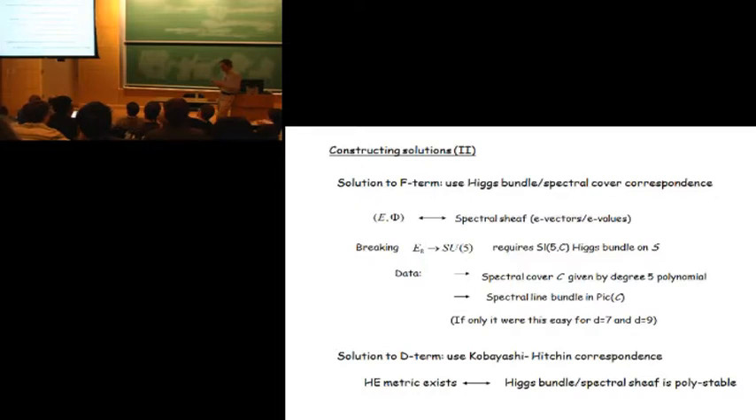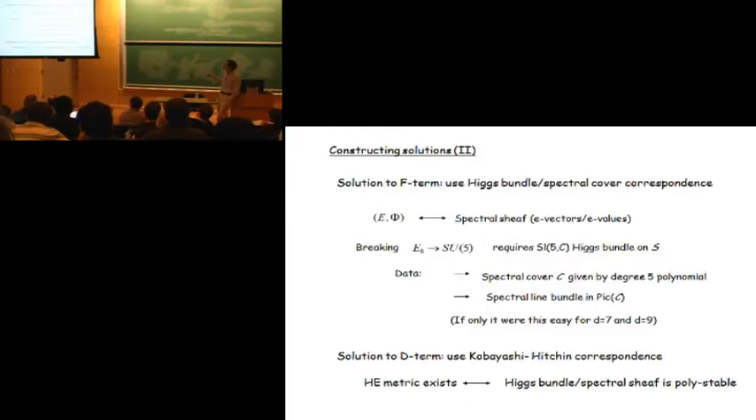If you want to break that to SU(5), again, it's a standard story. In the heterotic string, you would turn on an SU(5) bundle. And in this context, you would turn on an SL(5,C) Higgs bundle on S. So what we really need to do is construct the SL(5,C) Higgs bundle on S. Well, that's very simple.